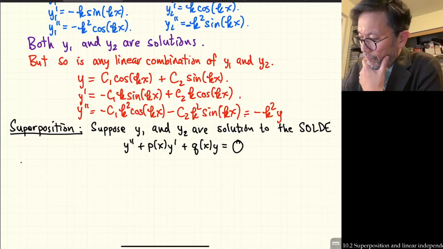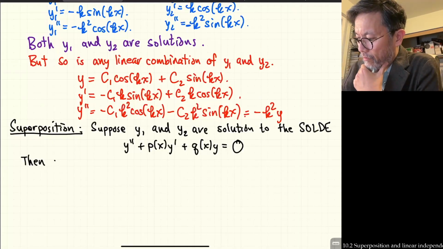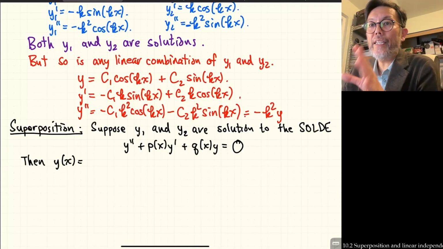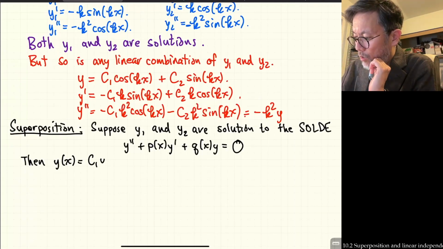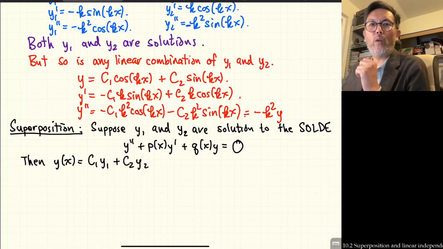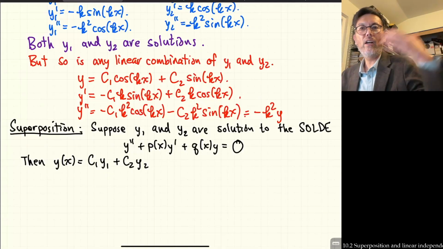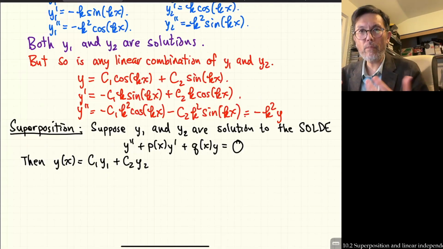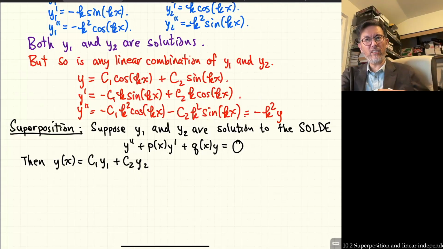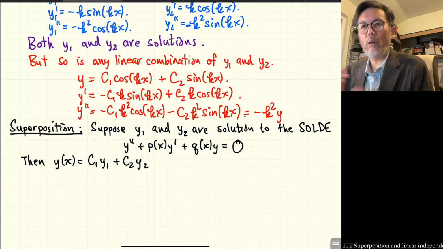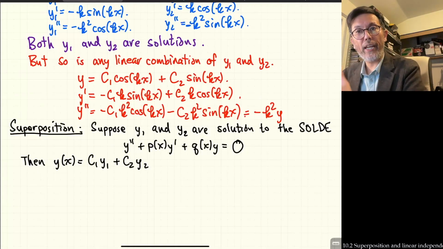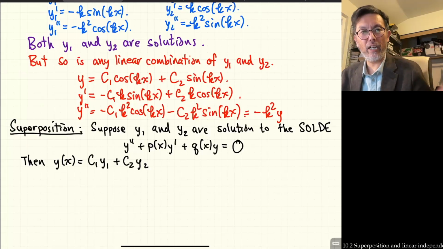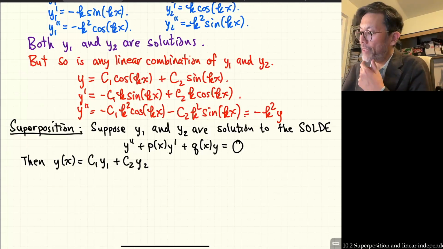Then any linear combination, also sometimes referred to as any superposition of these two solutions, c1y1 plus c2y2, some constant times y1 plus some constant times y2. I called it a linear combination above. That's more of a mathematician's term. Superposition is more of a physicist's term. They like that one. Either way you want to think of it is fine, but either way you're referring to an expression of this form, a constant times y1 plus a constant times y2, and it is again a solution.